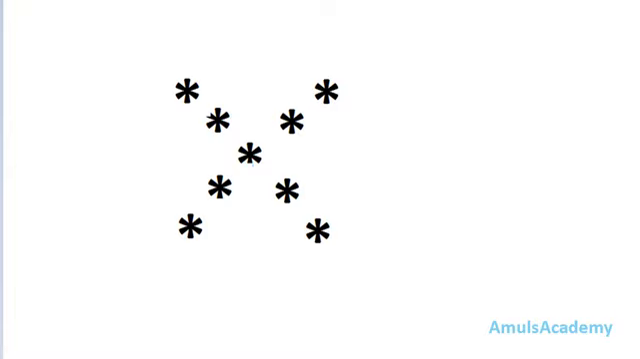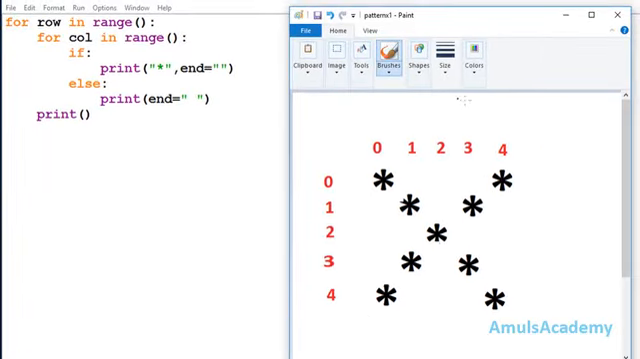Today in this tutorial we are discussing how to print stars in an alphabetical X shape. So let's begin with the code. So this is our output and here we can see stars in different rows and columns. To print stars in different rows and columns we are using two for loops. One is to print stars in the row and another one is to print stars in the column.